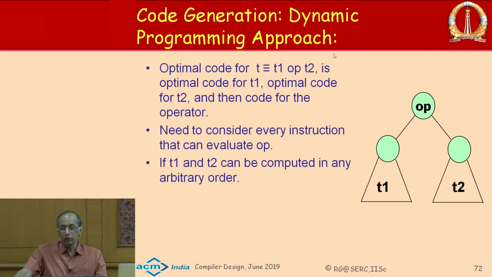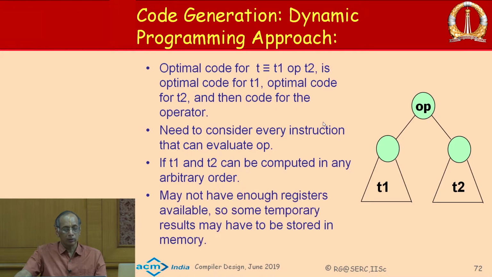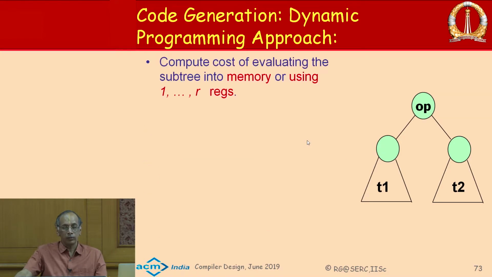T1 and T2 can be executed in any arbitrary order, okay, and it may not have enough registers available. So, if you do not have enough registers available, some results may be stored temporarily in memory. That is really how it is. We will see how that is going to be done. Okay. So, the way by which we proceed is as follows.